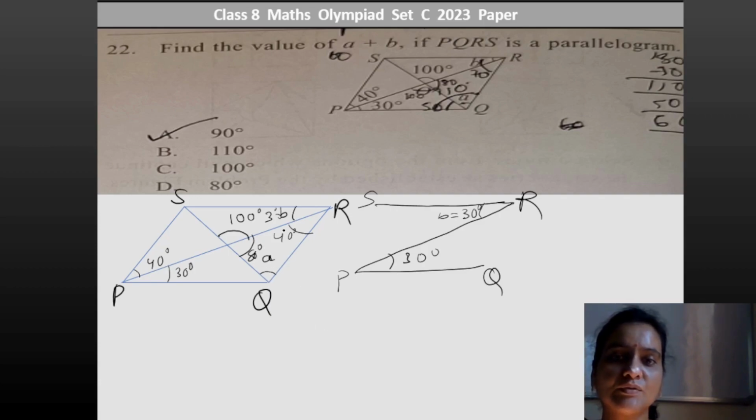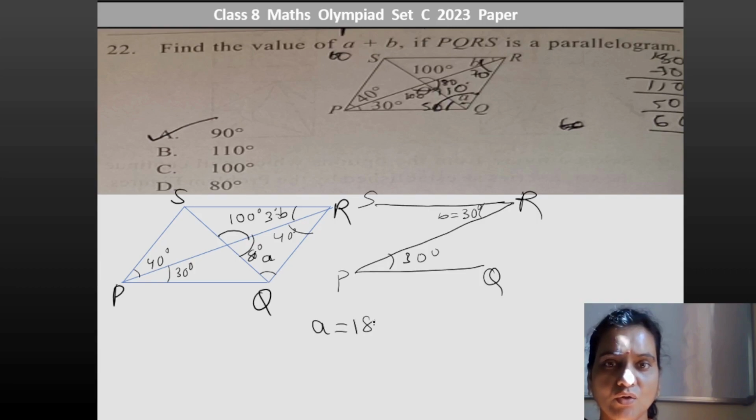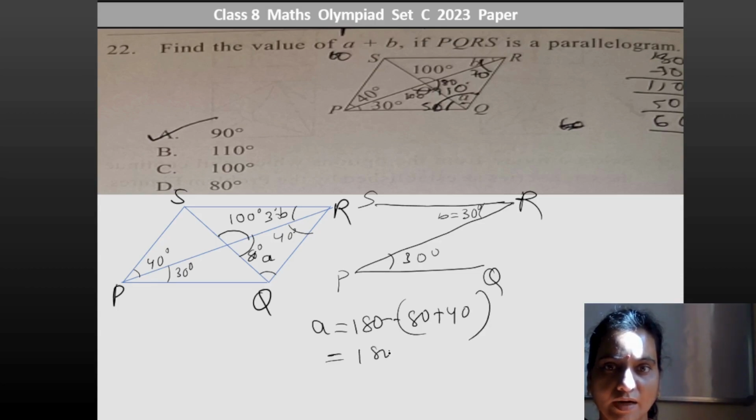Now we can use the triangle angle sum theorem to find A. A will be equal to 180 minus (80 plus 40), which is equal to 180 minus 120. So A will be equal to 60 degrees.